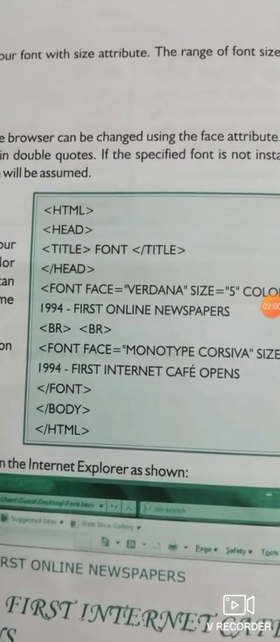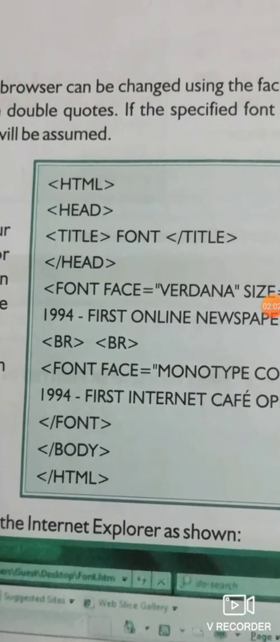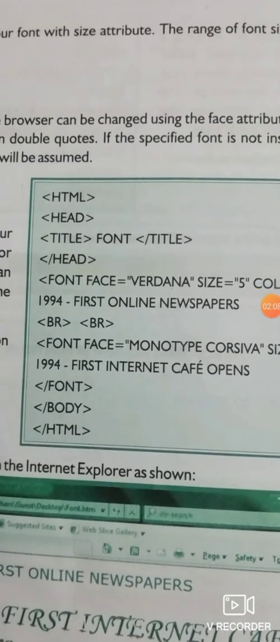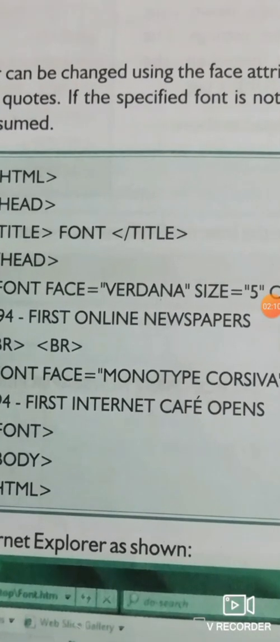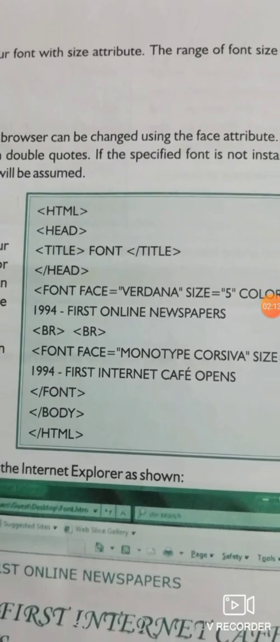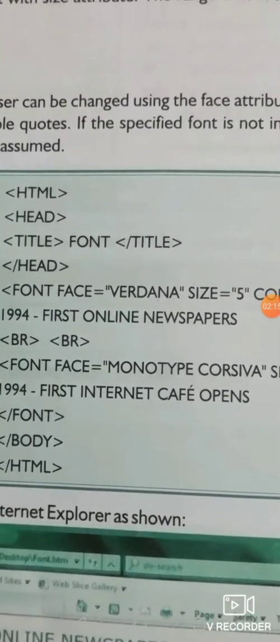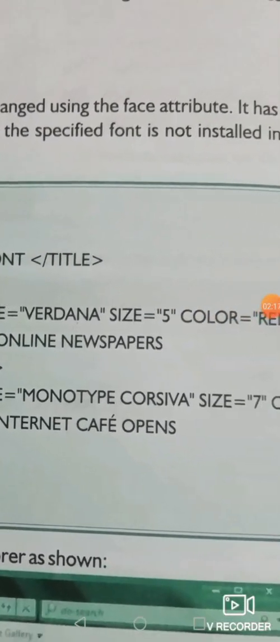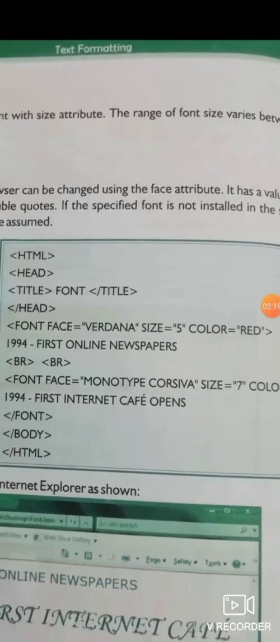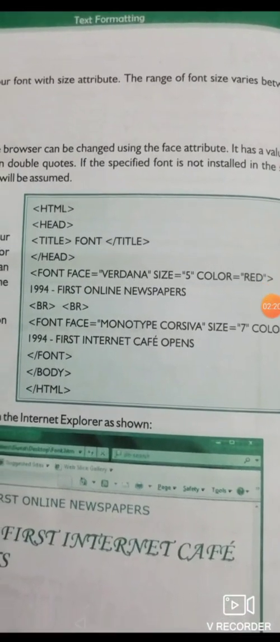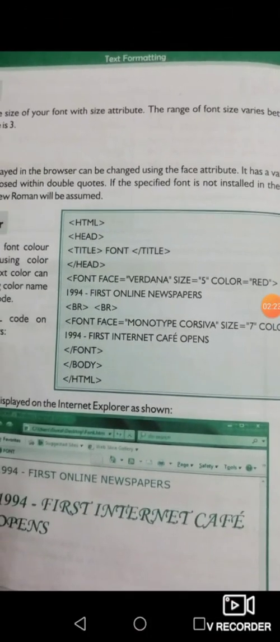As usual, first line will be your HTML tag, second line head, third line title, and the name of your title is font, and then slash title slash head. Font face is equal to Verdana, size is equal to 5, color is equal to red. So what is the font face given? Verdana. According to that style your text will be displayed. Size is 5 and color is red.